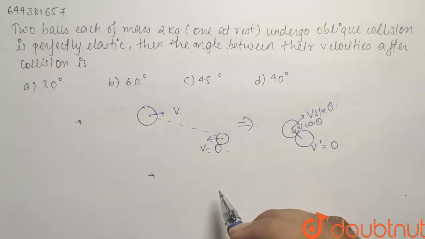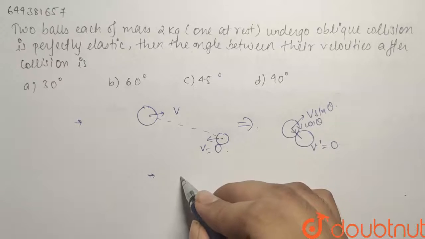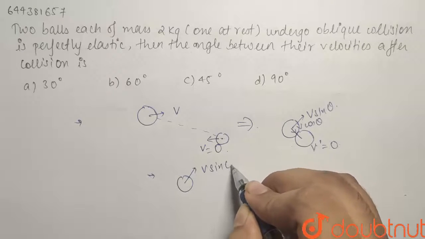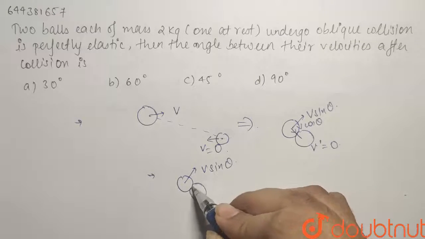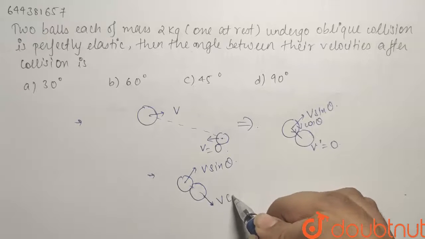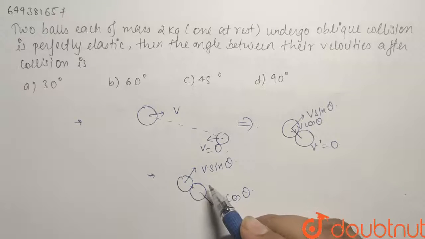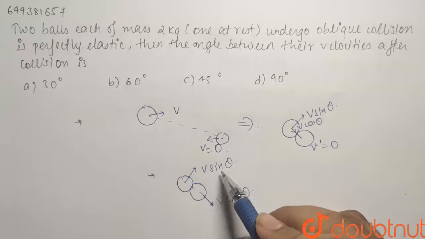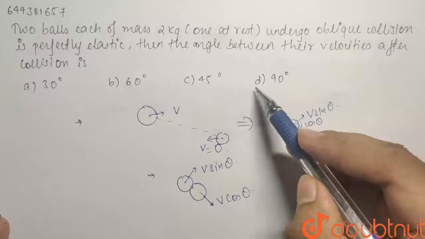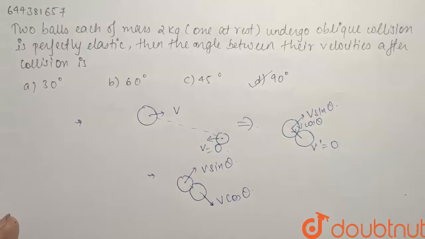So what will our final velocities look like? Our first ball will be going in this direction with a velocity v sin theta, and our second ball after the collision will start moving in this direction with velocity v cos theta. So we can clearly see that these two velocities are going to be perpendicular to each other. So for the given question, our option D, that is, both the bodies move at 90 degrees to each other after the collision, is the right answer.